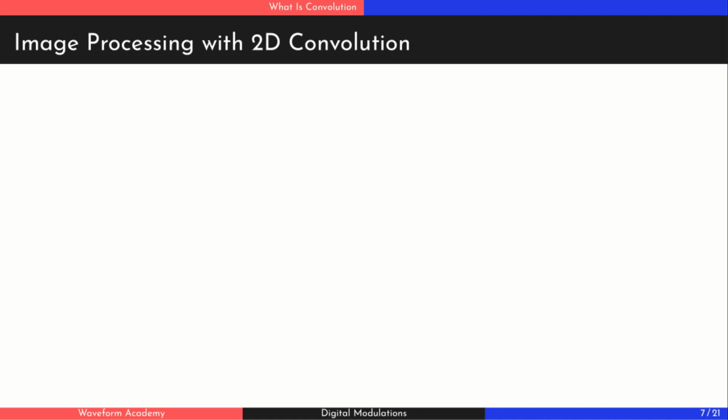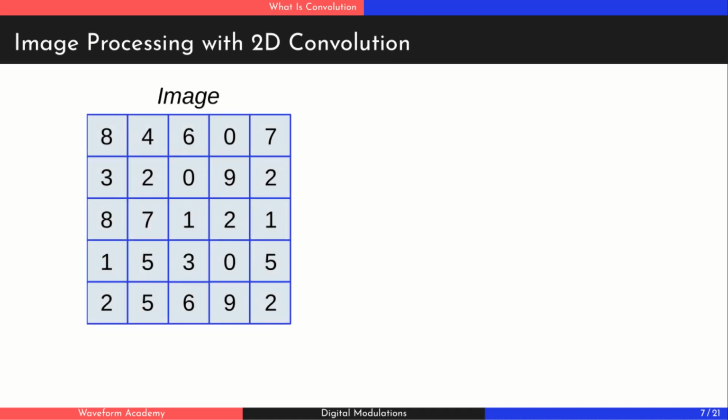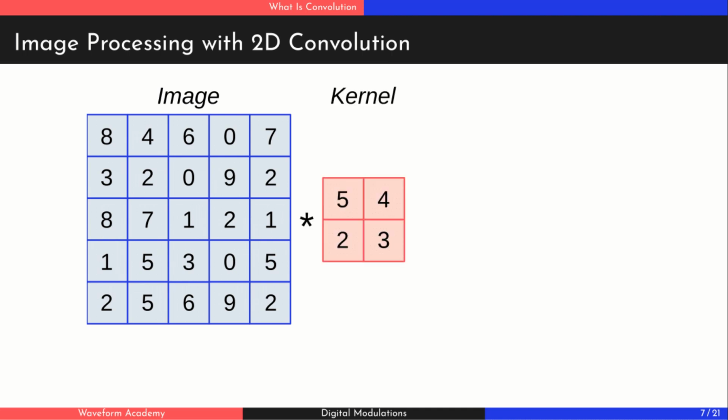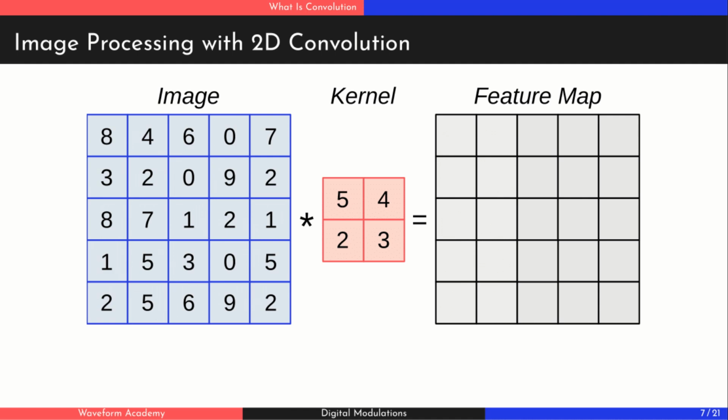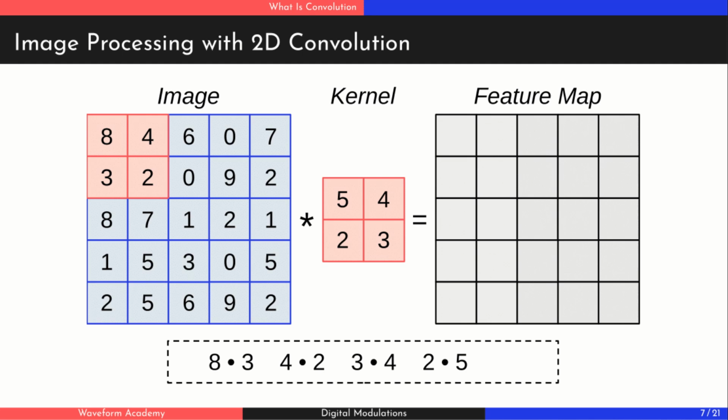Let's now take a look at 2D convolution. Imagine we have an image represented as a two-dimensional matrix. To process it, we apply a 2D kernel, a small matrix that detects specific patterns, like edges or textures. The output is often called a feature map. We start by placing the kernel over the top left corner of the image. Just like in the 1D case, the kernel must be flipped before we apply it. We then multiply overlapping elements and sum them to get the first value in the feature map. The kernel slides across the image one step at a time, repeating the same operation to compute each output value.